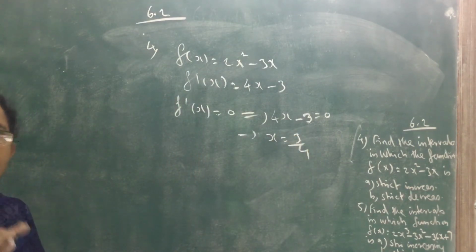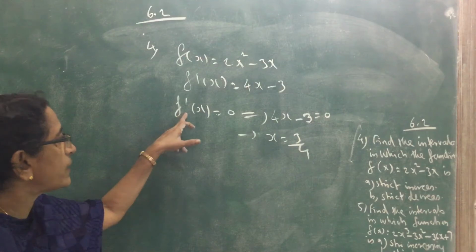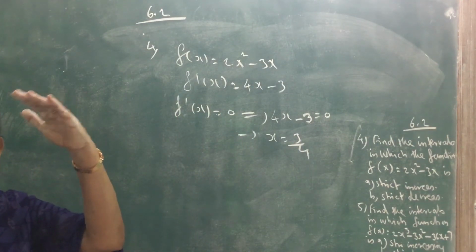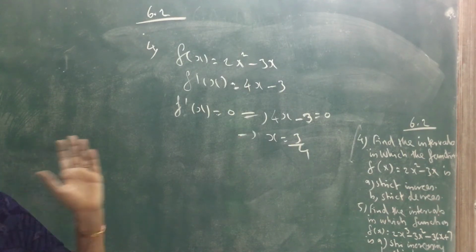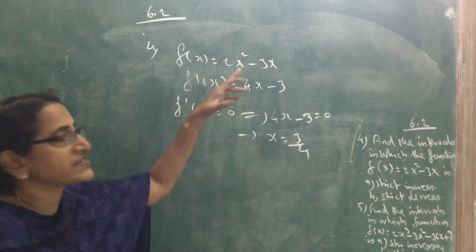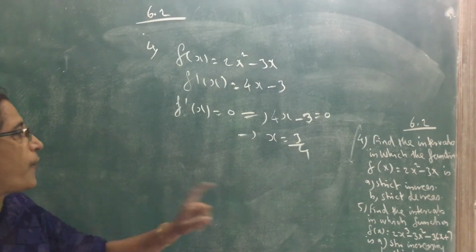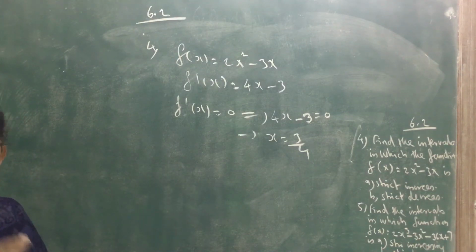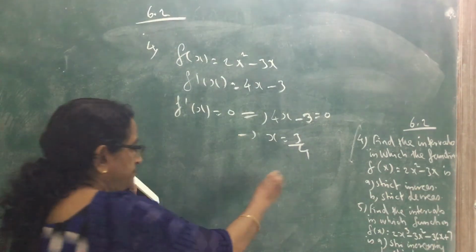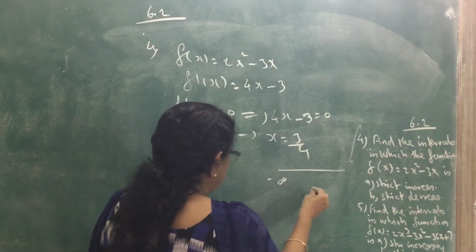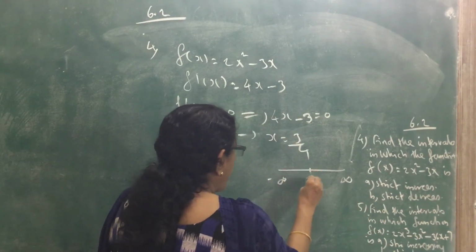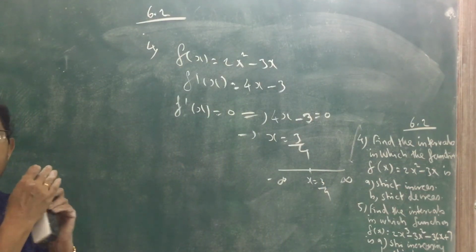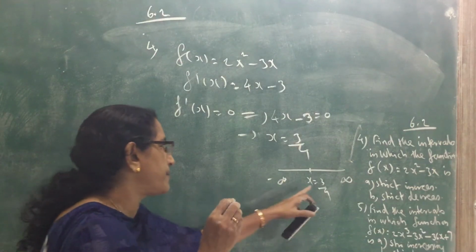So when x equal to 3 by 4, the derivative is equal to 0. That means at x equal to 3 by 4, the function reaches a maximum or minimum point. There is only one point in the domain, the set of all real numbers, where the function reaches a maximum or minimum point. So we split the whole interval, minus infinity to infinity, at the point x equal to 3 by 4.